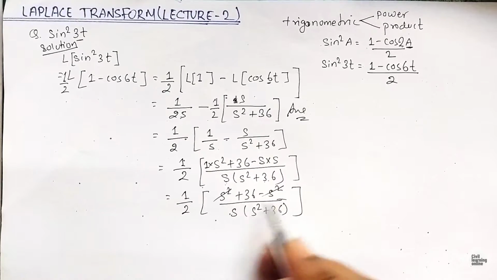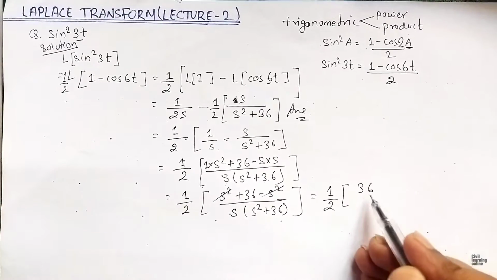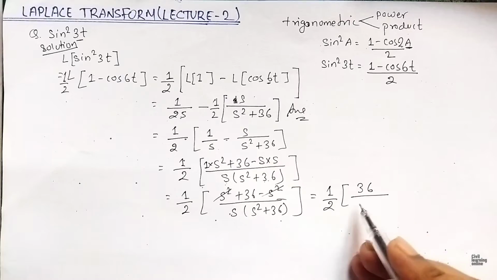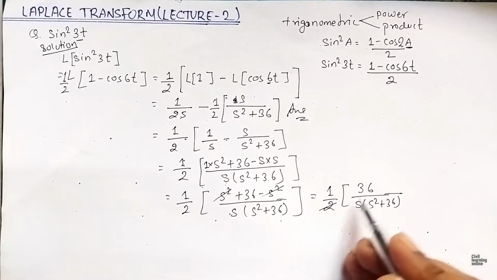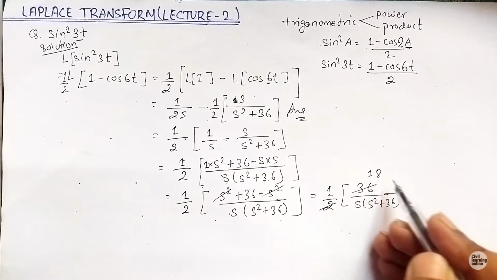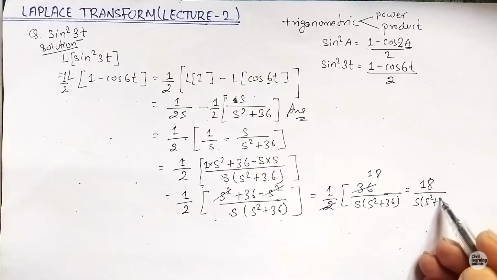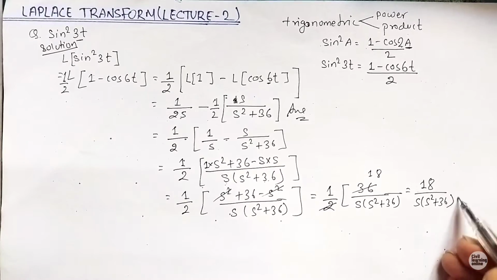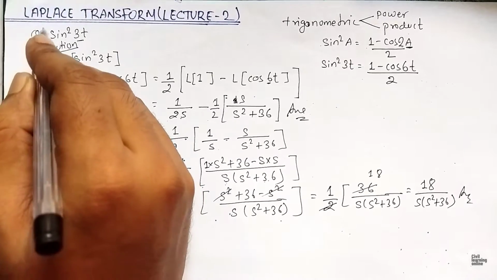Now subtracting, we will get 1 upon 2 times 36 upon s times s square plus 36. Now you can divide this 36 by 2, we will get 18. So our final answer is going to be 18 by s times s square plus 36. This is for this numerical. Now we will see another numerical, that is question number 2. This is question number 1.